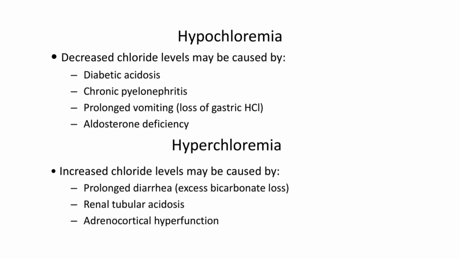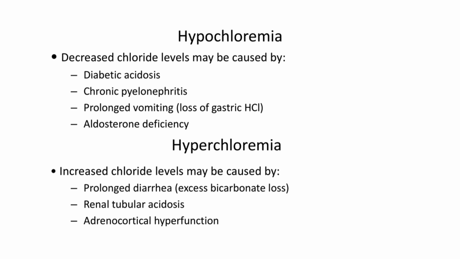When chloride levels are low, this condition is called hypochloremia. It can occur in several clinical situations. Diabetic acidosis, where there is excessive acid production. Chronic pyelonephritis, a long-term kidney infection. Prolonged vomiting, where gastric hydrochloric acid is lost. And in cases of aldosterone deficiency.